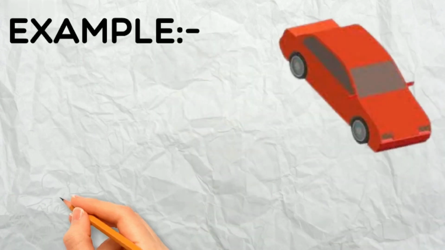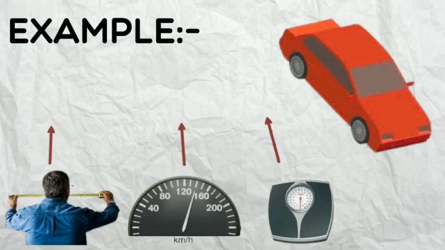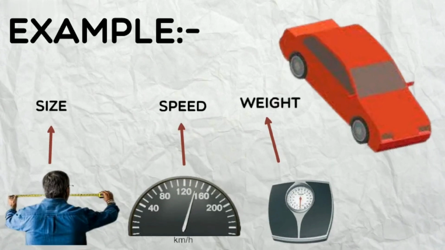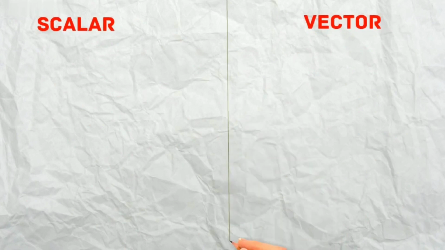Let's suppose you have a toy car and you want to know what is its size, how fast it moves, and how heavy it is. All these aspects which we talk about, namely size, speed, and weight respectively, are known as physical quantities. Physical quantities are of two types, scalar and vector.